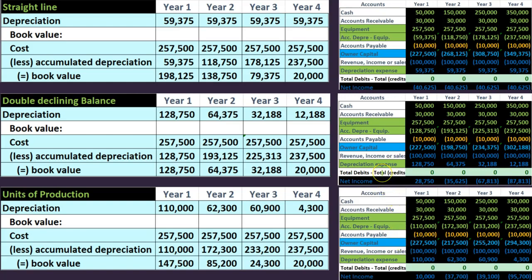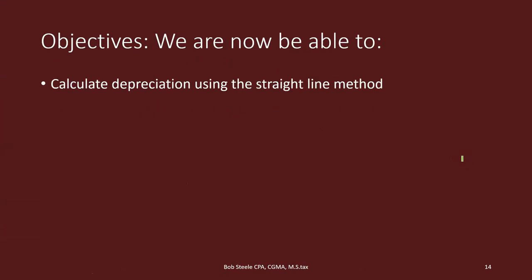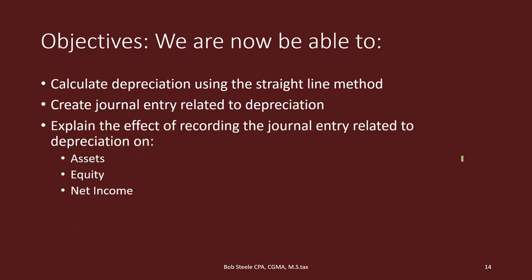So we are now able to calculate depreciation using the straight line method, create the journal entry related to depreciation, and explain the effect of recording the journal entry related to depreciation on assets, equity, and net income.